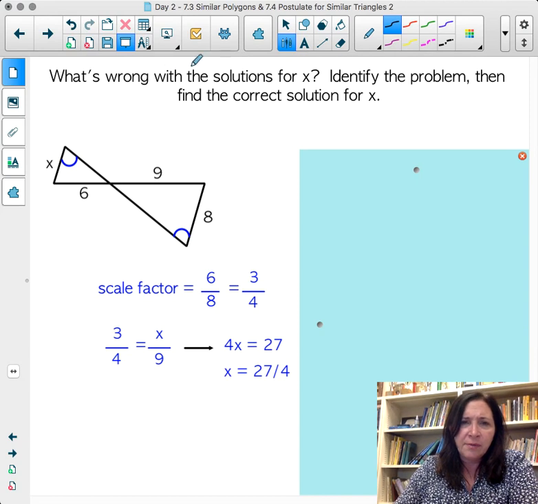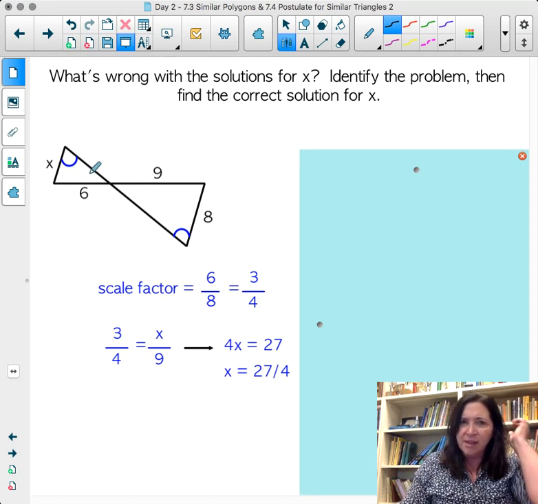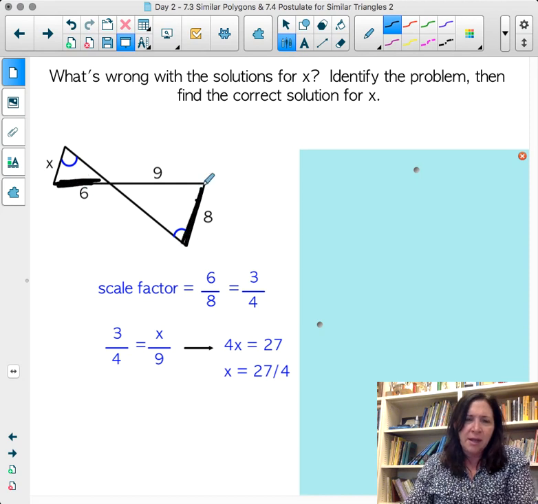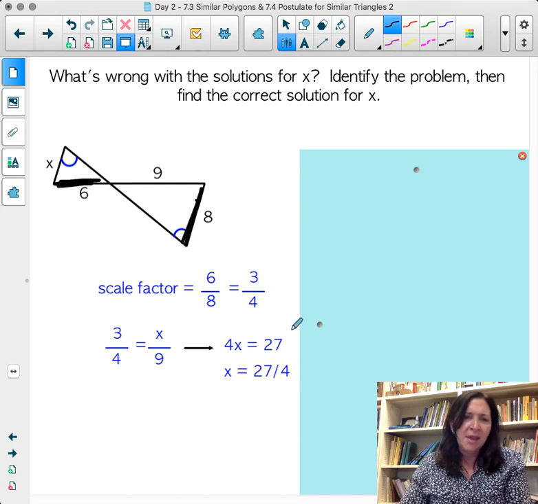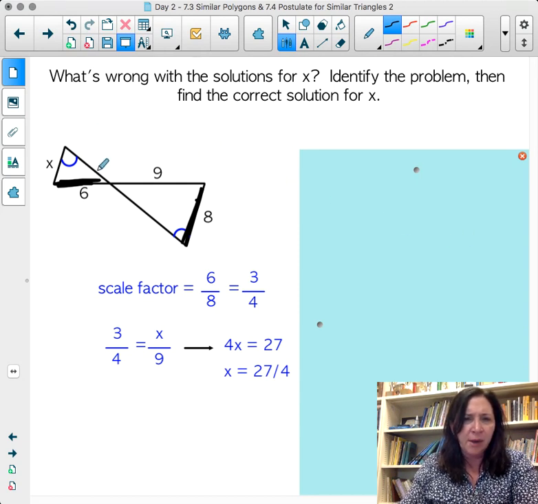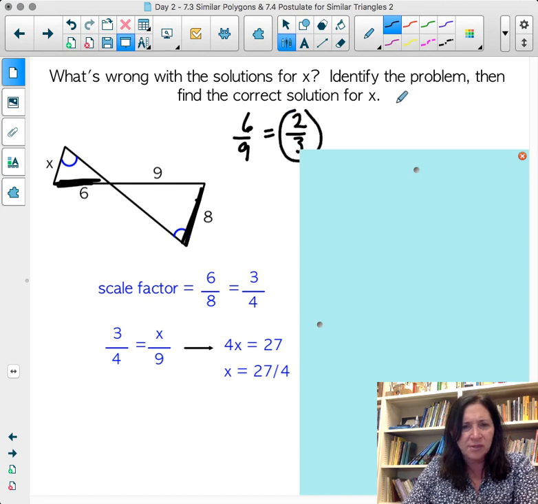So something's wrong with this one. This is wrong, okay? They're trying to ask you, why is this wrong? And it looks to me that in order to find the scale factor, they went this side is to this base. And if you look at it, they went 6 is to 8. So that's not correct. The correct answer for this would be 6 is to 9. That's my scale factor. So if I divide by 3, I'm going to get 2 is to 3. So scale factor is 2 is to 3.